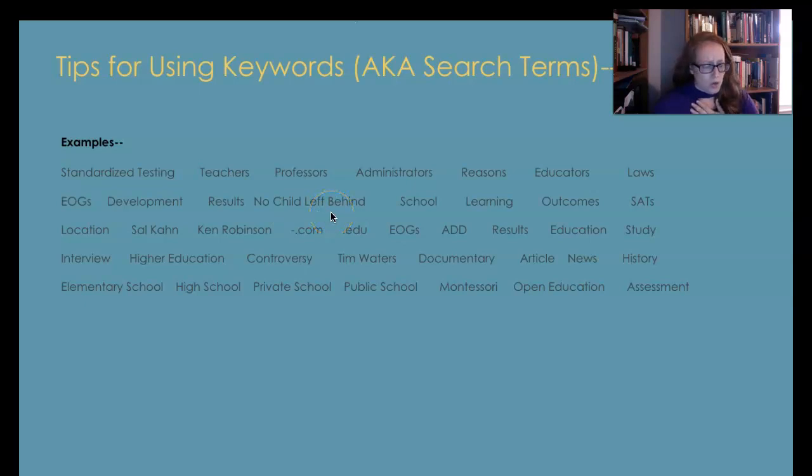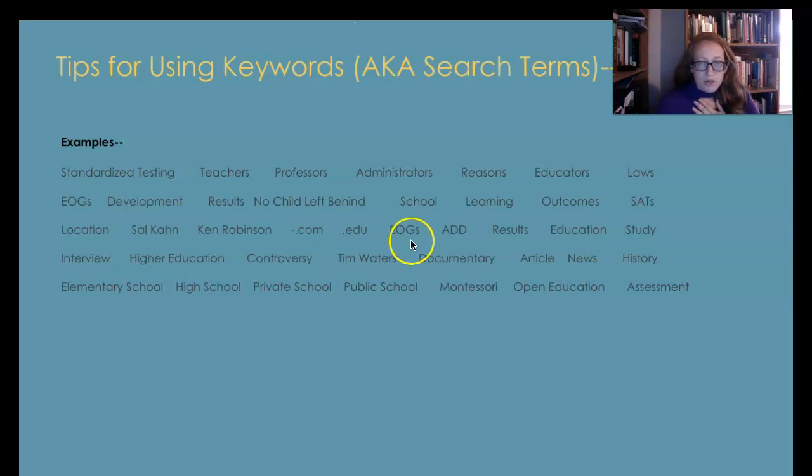I think the new one is Every Child Succeeds or something like that. You could search for outcomes. You could search for specific types of standardized tests like SATs. I'm going to show you this one, how you can take out .com sites or take out things you don't want to see anymore. You could search for certain domains, like you could put in standardized testing and .edu to get education sources, or .gov, and it helps search for those domains.